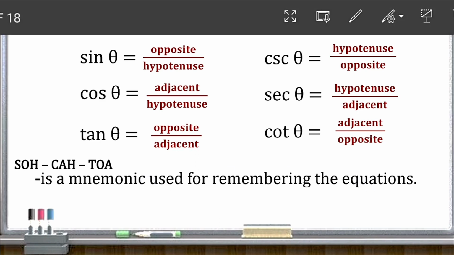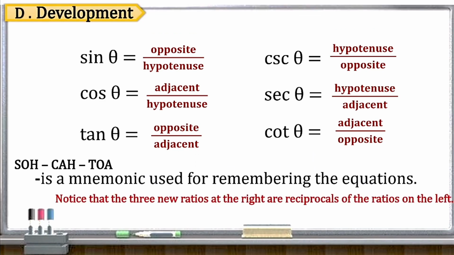Simple lang class. Notice that the three new ratios at the right are reciprocals of the ratios on the left. So, yung sin theta, ang reciprocal niya class ay cosecant theta. So, babalik rin lang natin yung opposite over hypotenuse. So, sa cosecant natin, magiging hypotenuse over opposite. Sa cosine naman class, adjacent over hypotenuse. Ang reciprocal niya ay secant, kaya po naging hypotenuse over adjacent. And for tangent, opposite over adjacent, reciprocal niya class yung cotangent theta. So, magiging adjacent over opposite.